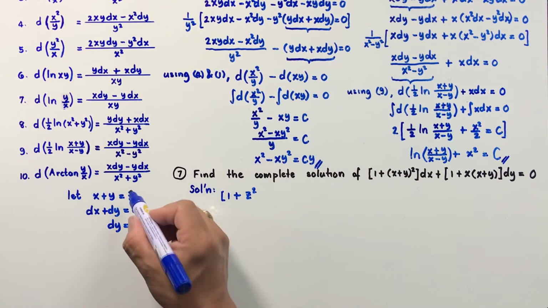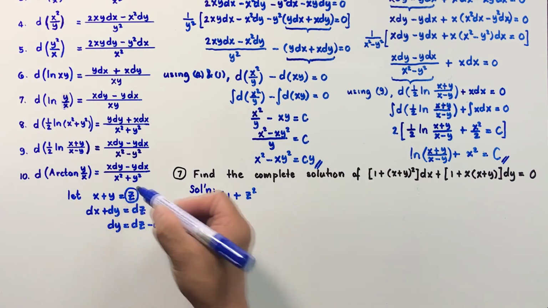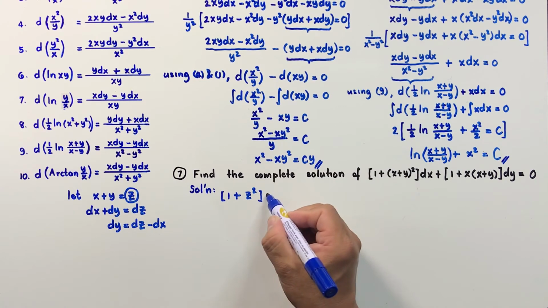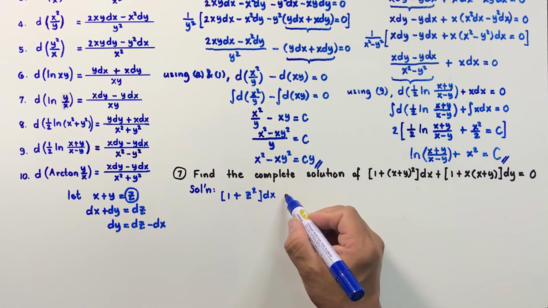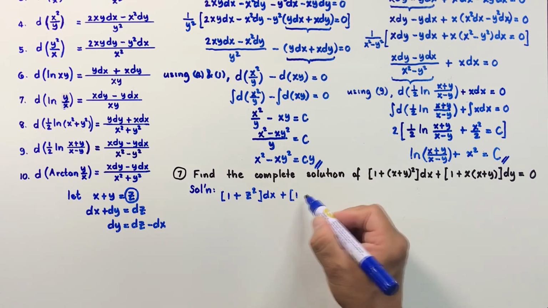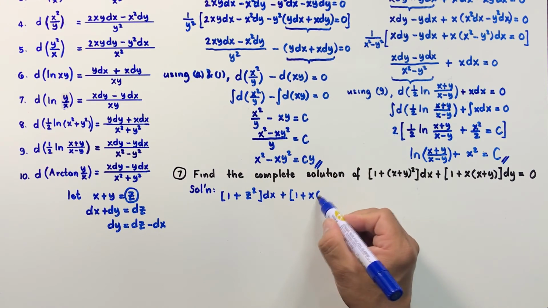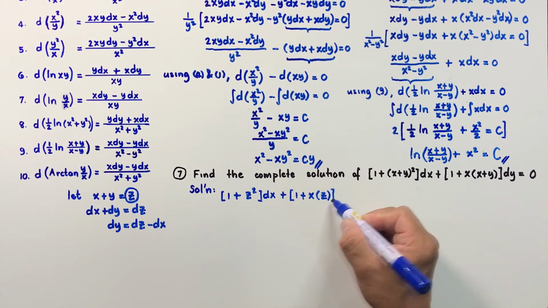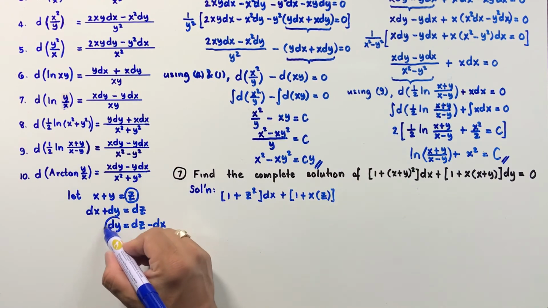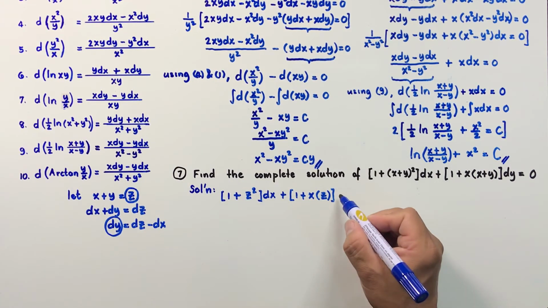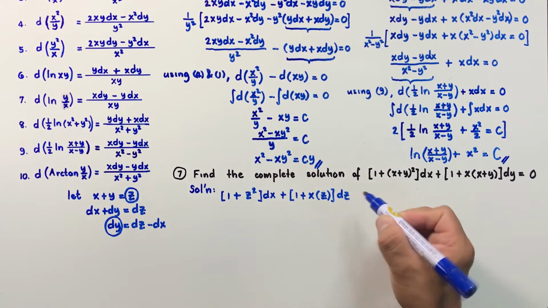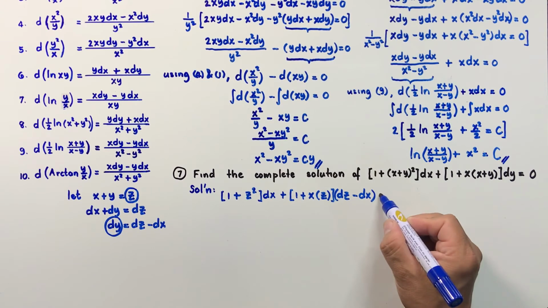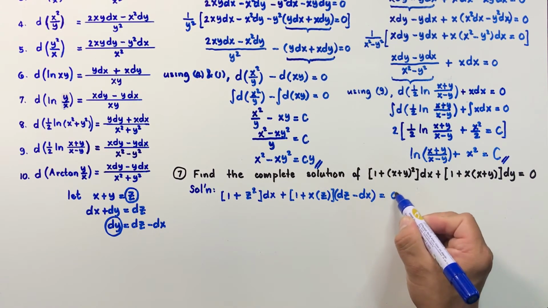because the sum of x and y is represented by this dummy variable z, and this is multiplied by dx, and this is added to 1 plus xz, and this will be multiplied by our dy here, which has a value of dz minus dx. So this is equal to 0.